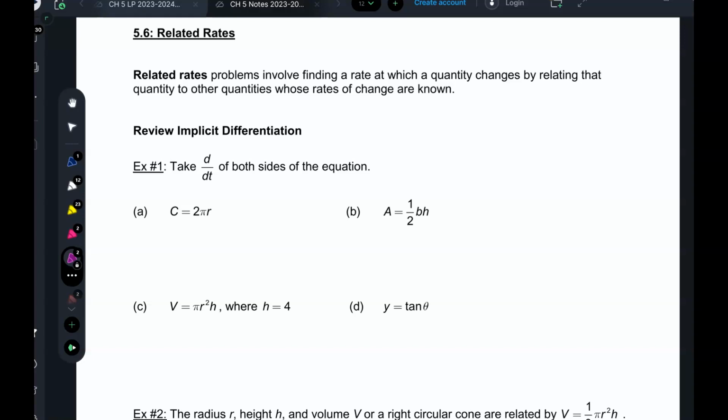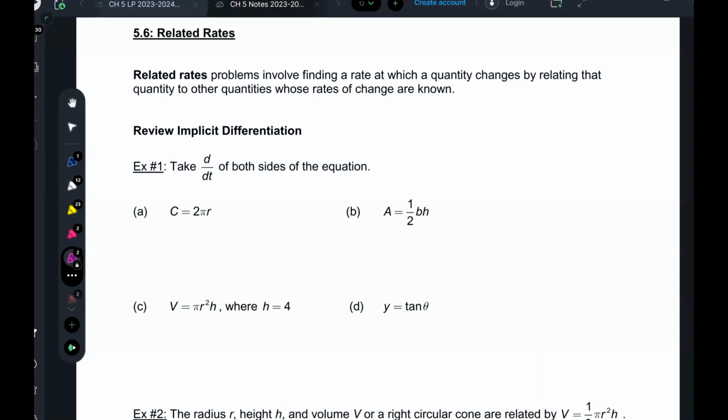Okay, related rates. First of all, rates. When we think about rates, we think of slope, rate of change, right? The derivative at a point, like the slope, okay?